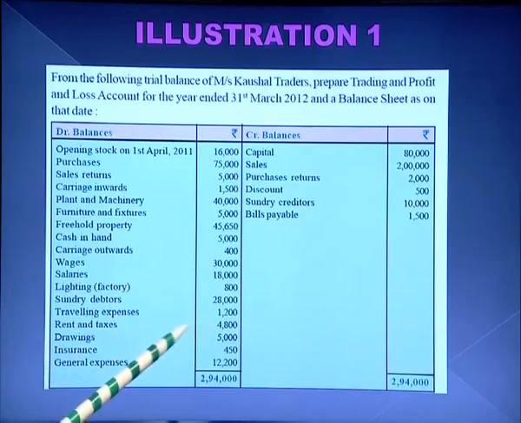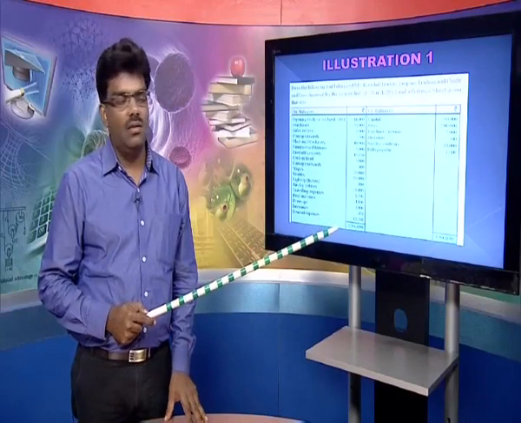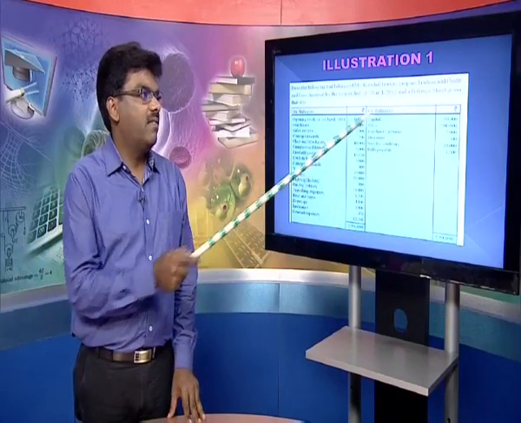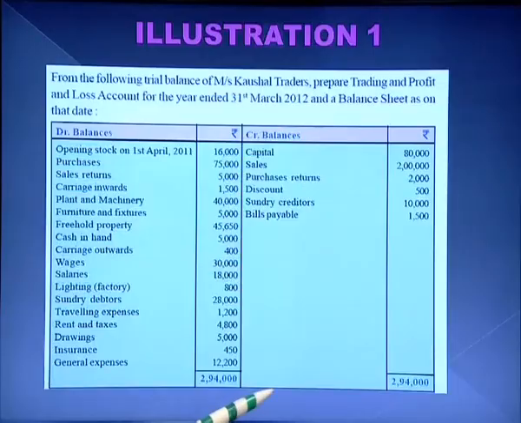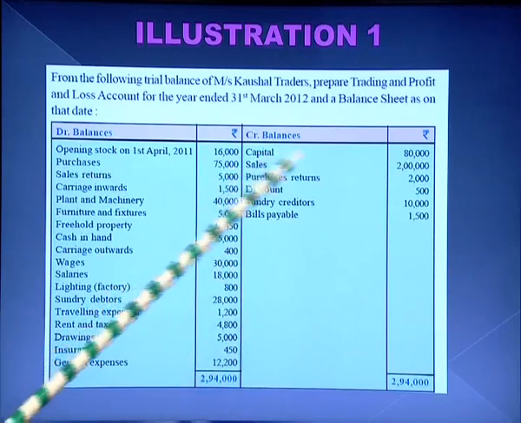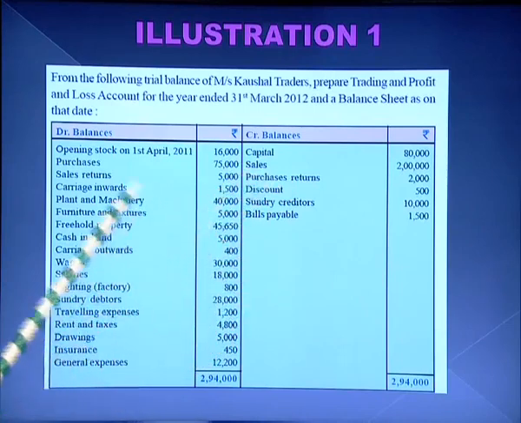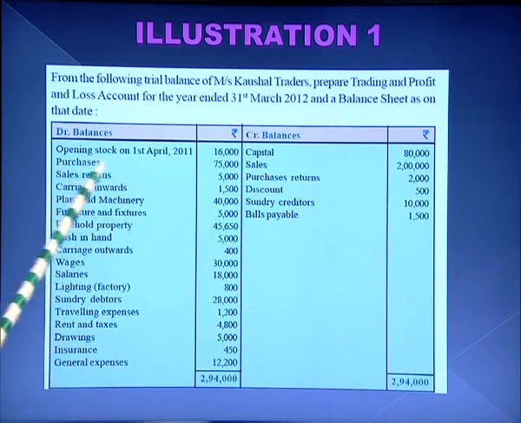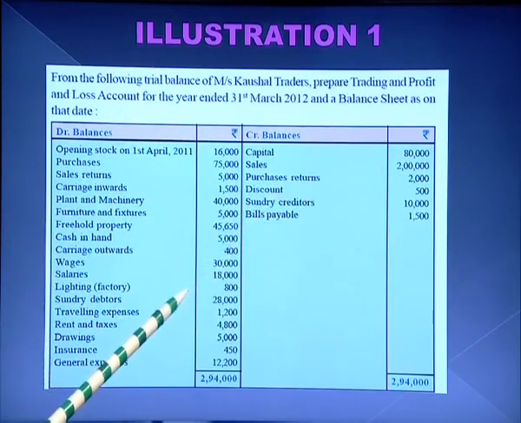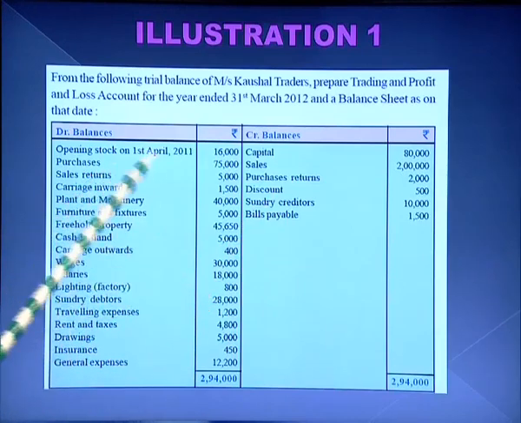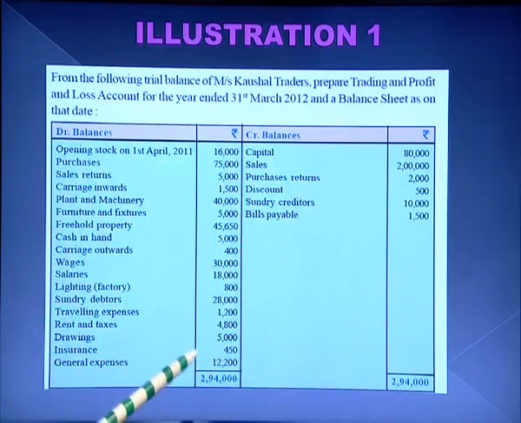Let us take some credit balances. Credit balance first is capital. Capital is a liability for a firm or business. So, that will be shown on the liability side. Sales is the income. So, we will show sales in the trading account because this relates to direct income. Purchase return will be deducted from purchases. Total purchase is 75,000 and we returned goods of rupees 2,000. That means, net purchase is rupees 75,000 minus 2,000, that is 73,000.